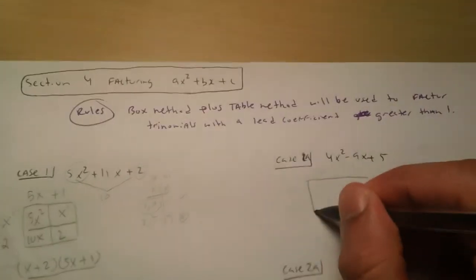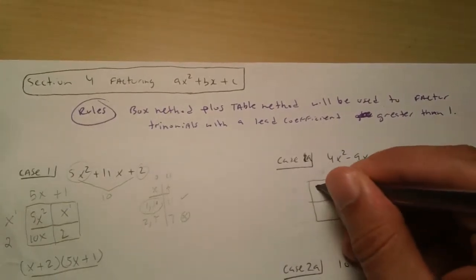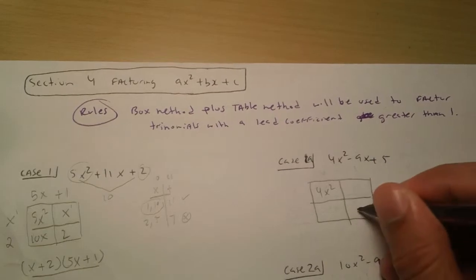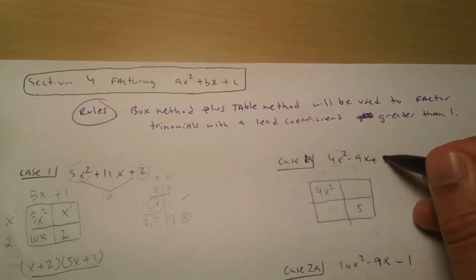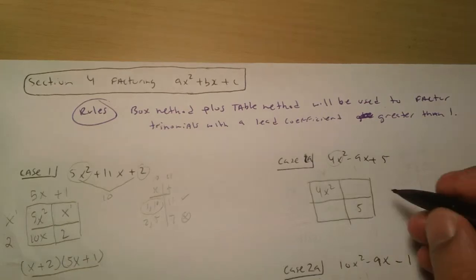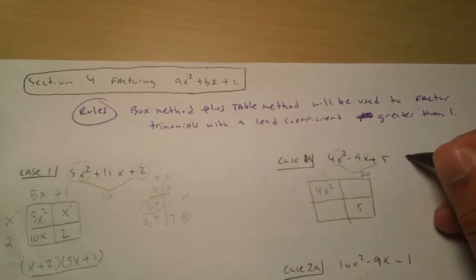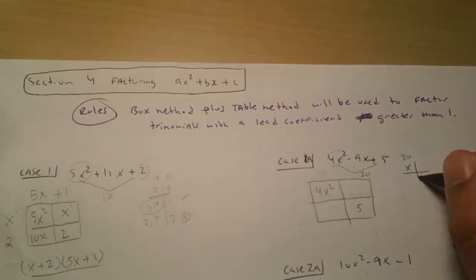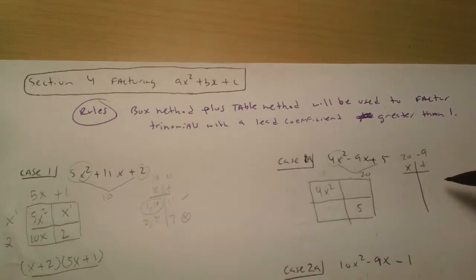Okay, so this one we have 4x squared minus 9x plus 5. We set up our box. So we have 4x squared and 5. First term goes in the top left corner. Last term goes in the bottom right corner. Now we have to find factors of 20 that add up to a negative 9.